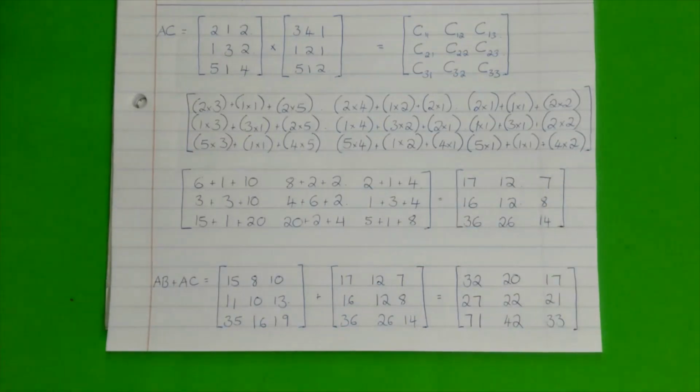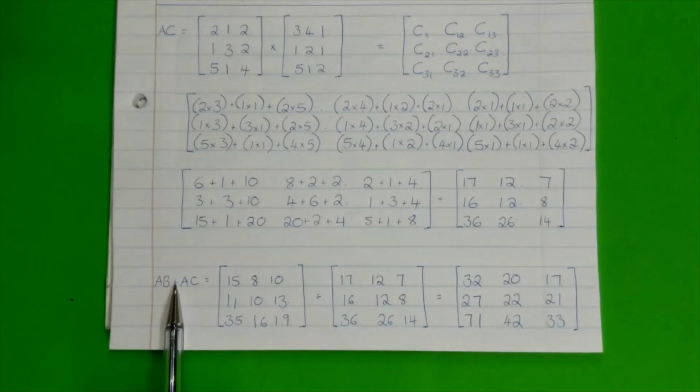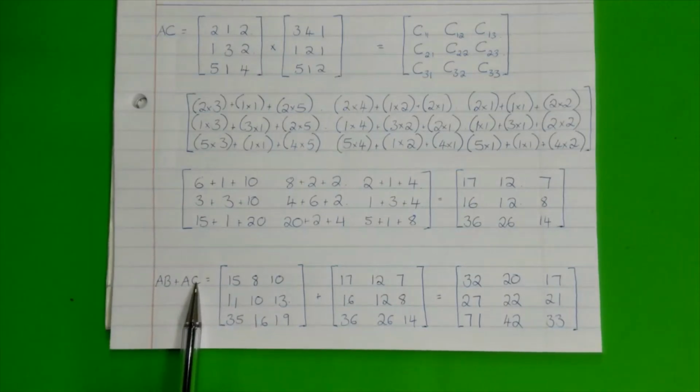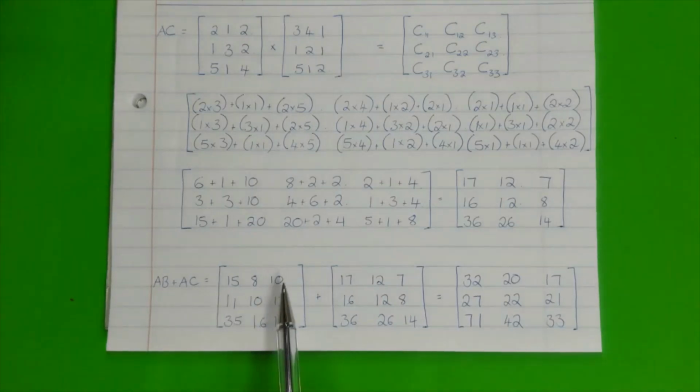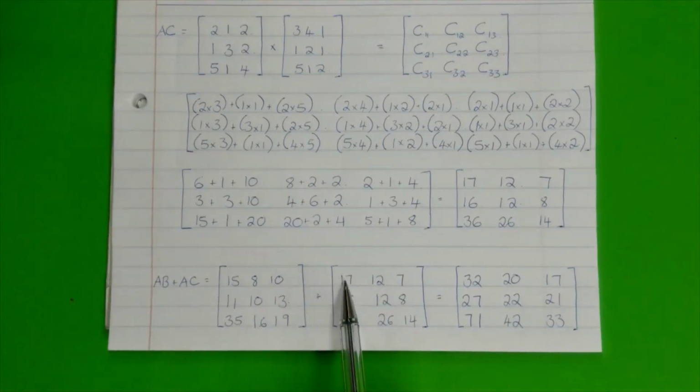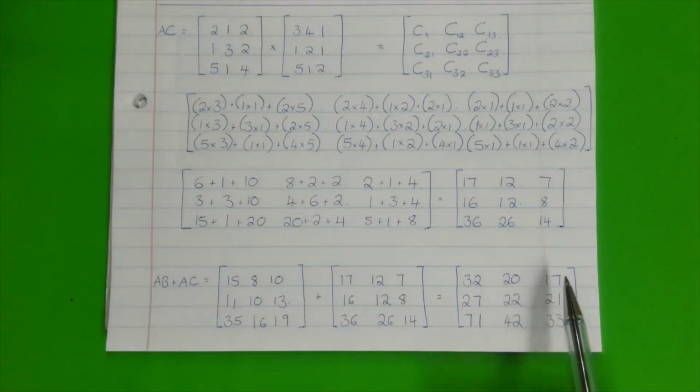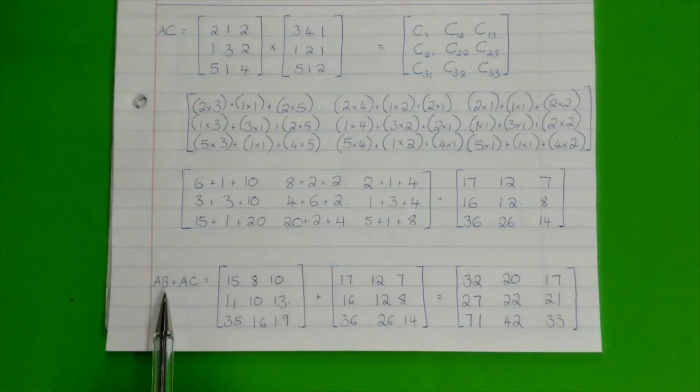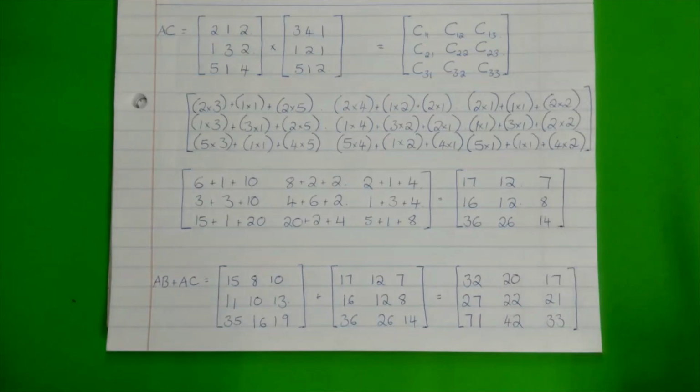The final step in this part of the calculation is that we need to add the product of AB and the product of AC together, and that's what we have here. This is AB plus AC, and if we add these together, 15 plus 17 plus 32, 11 plus 16, 27, etc. What you can of course notice is that the solution to this calculation is, as we showed previously, they are both equal.